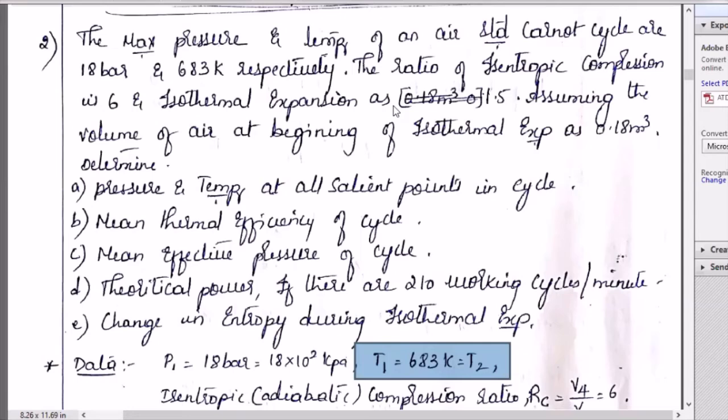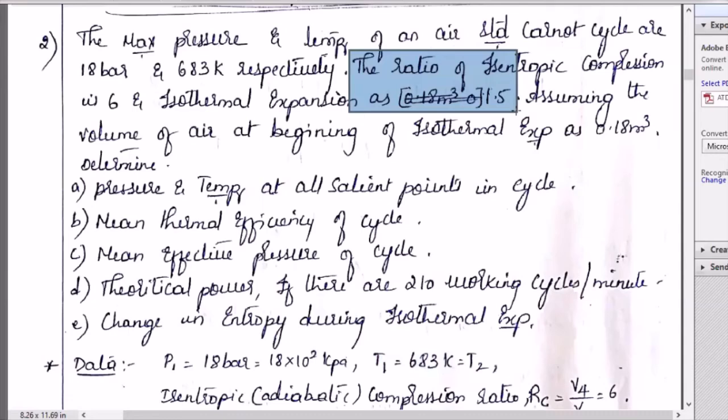So what they have mentioned here, very important from this problem, you have to keep in mind there is one more value added to the problem, which is the compression ratio. What is compression ratio? Usually you know compression ratio is the ratio of the total volume to the clearance volume. The same way you can take it over here. What is that? The ratio of the total volume to the clearance volume.